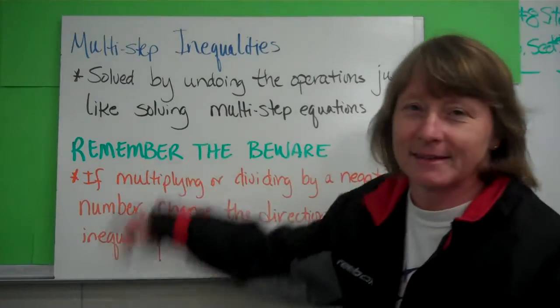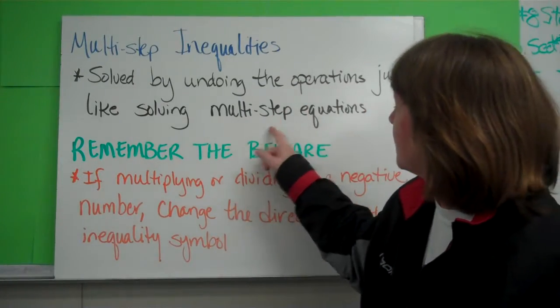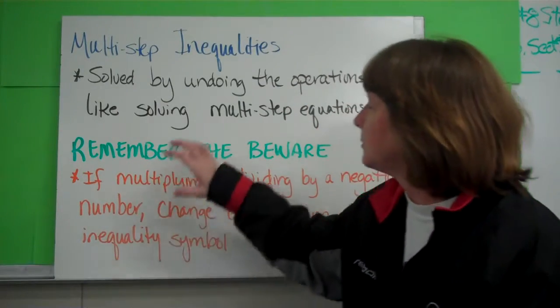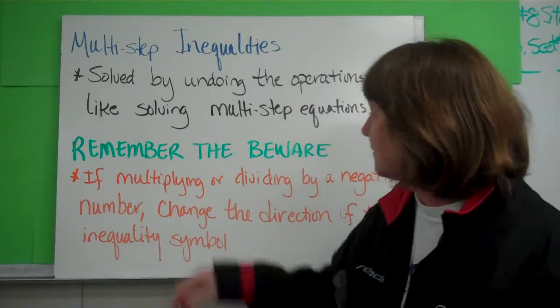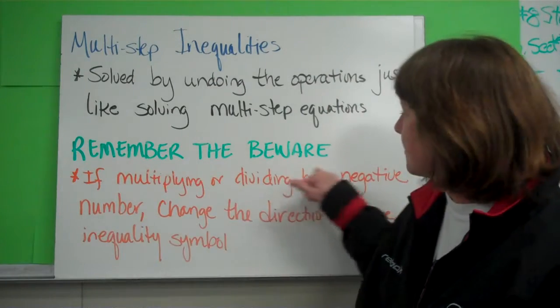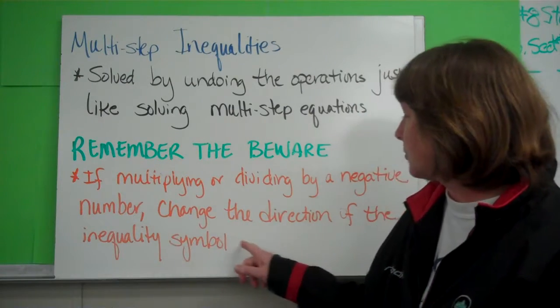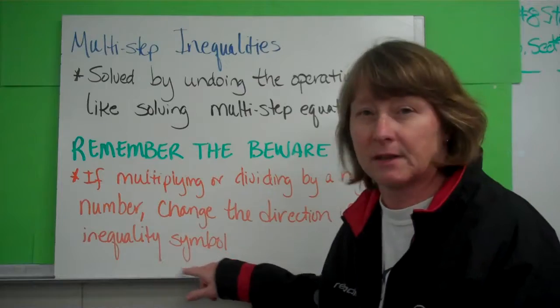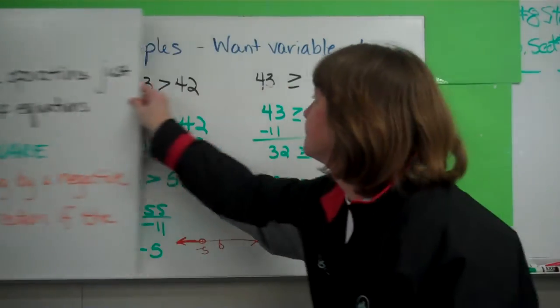Multi-step inequalities. We solve these the same way we solved our multi-step equations. We're going to undo the operations until we get the variable by itself. But this time we have to remember the beware. If you're multiplying or dividing by a negative number, you have to change the direction of the inequality symbol. So keep that in mind. Let's look at some examples.